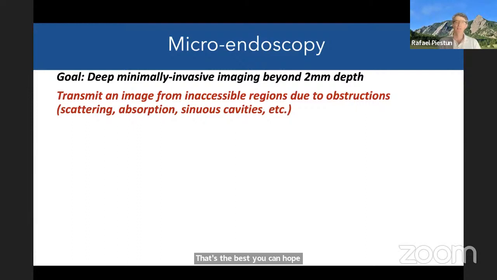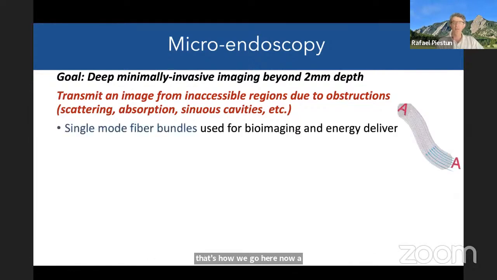And so in any other case, if you want to go deeper, in the order of centimeters, you have to have some invasiveness. And then the goal is to achieve minimal damage in tissue. And that's our goal here. Now, traditional techniques use bundles of single mode fibers tightly attached, where essentially each fiber creates 1 pixel of the image, and all the fibers together create an image. The problem is that these fibers are relatively thick. We're talking 1 millimeter at least. And if you go thinner, you have a trade-off with the number of fibers you can pack.